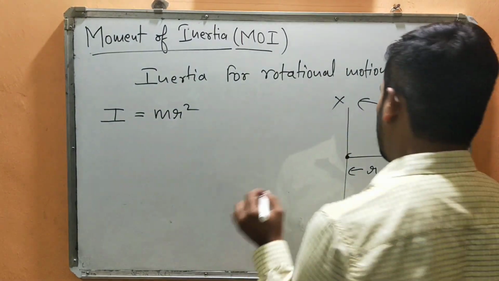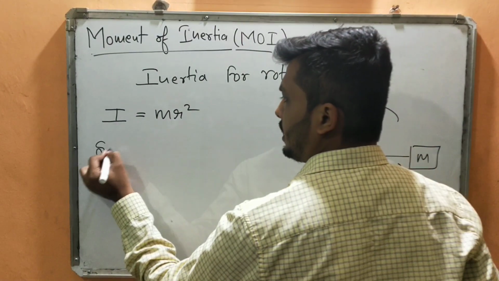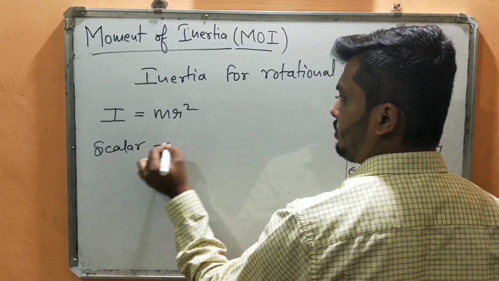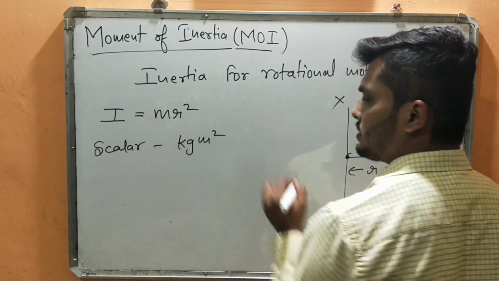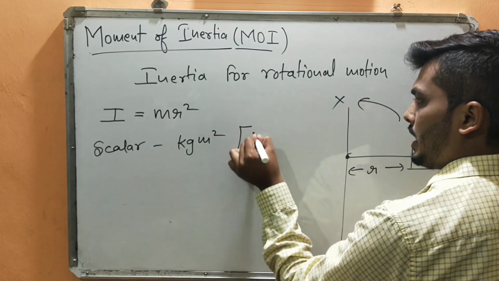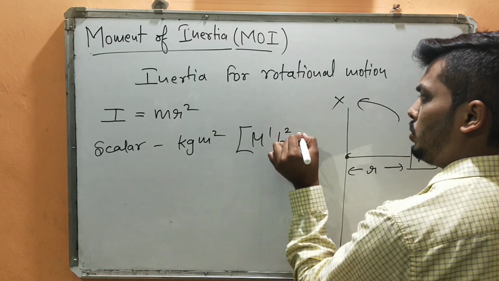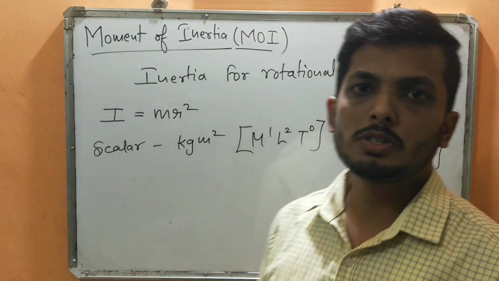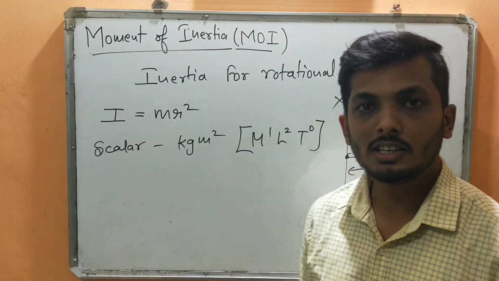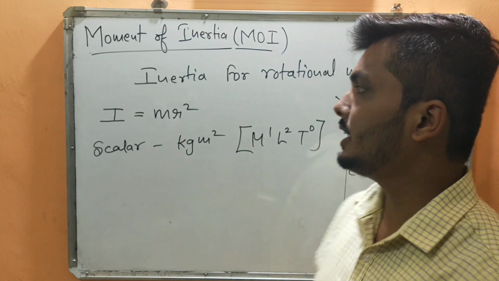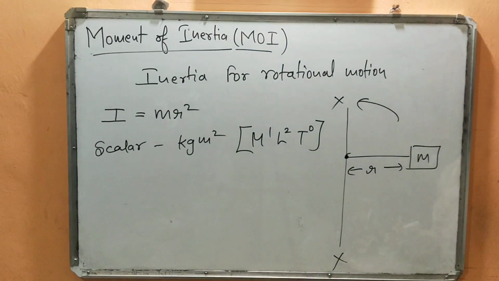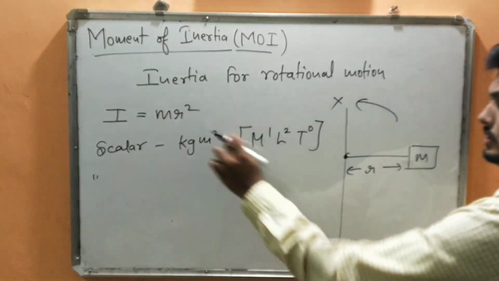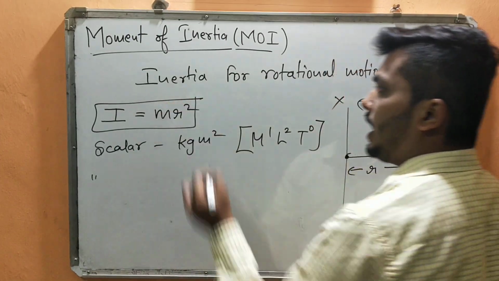Remember, moment of inertia is a scalar quantity. The SI unit will be what? Kilogram meter square. Can you write the dimensional formula of this? M1 L2 T0. Got it? So whatever inertia we have studied in Newton's laws of motion, if that inertia is applied for a rotating body, then it is called moment of inertia. Moment of inertia is given by I is equal to mr square.